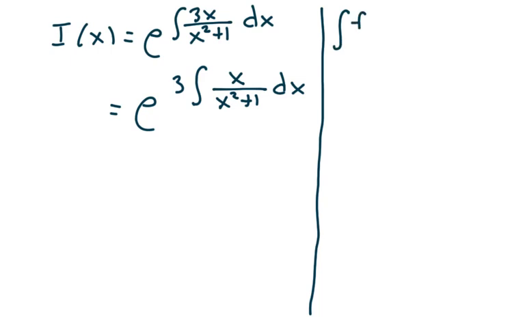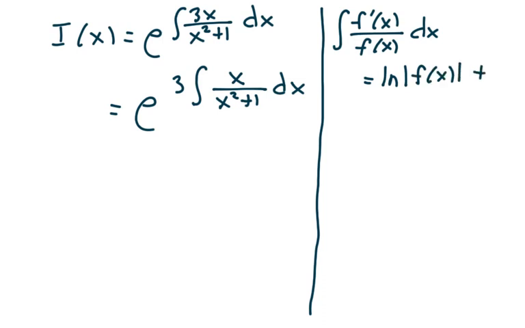The integral of f prime of x divided by f of x dx is equal to natural log of the absolute value of f of x plus c. Okay? It could be easily verified by a u substitution.